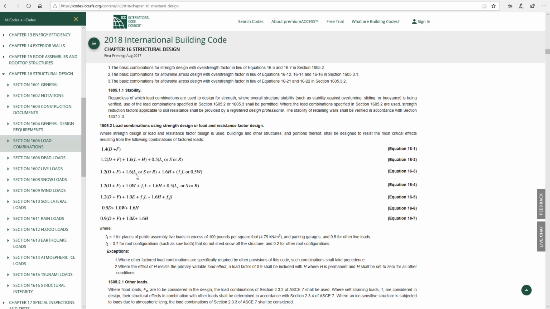It's important to note here that it's either roof live or snow. And that's because, if you think about it, if there is a maximum amount of snow on the roof, 28 pounds per square foot, it's pretty unlikely that you're also going to be sending up maintenance workers onto the roof. And so that's why this load combination is either or. You either have the maintenance workers up there, or you have your maximum snowstorm.